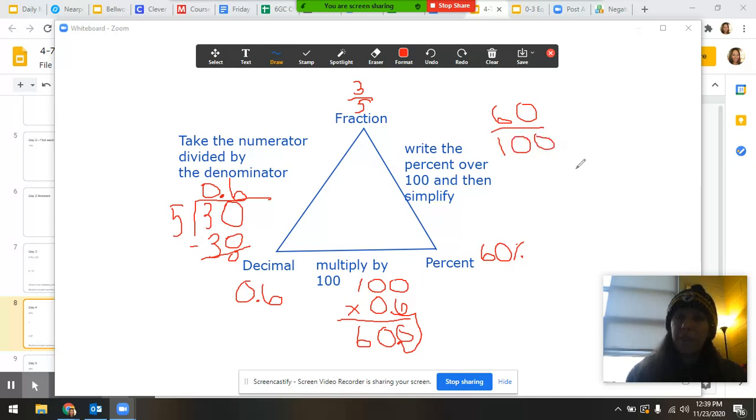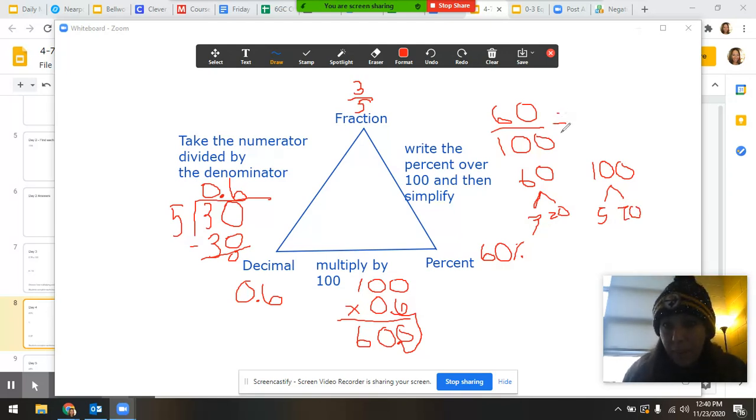And I'm going to simplify, and I feel like we get stuck a lot on simplifying. The easiest way to simplify is to factor the two numbers you're trying to simplify and find a common factor. So I can factor 60 by 3 and 20, and I can factor 100 by 5 and 20. So since they both have 20 in common, that means I can simplify by 20.